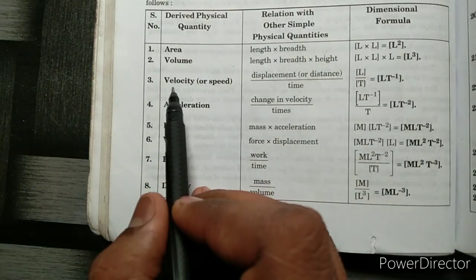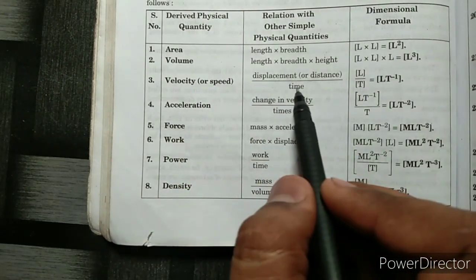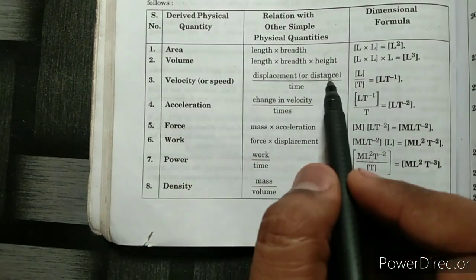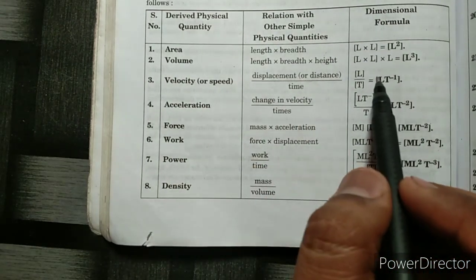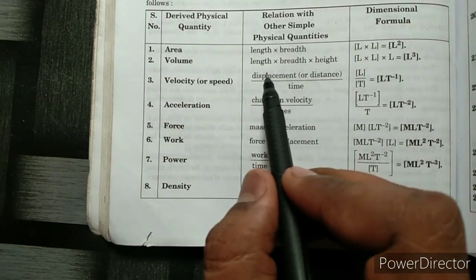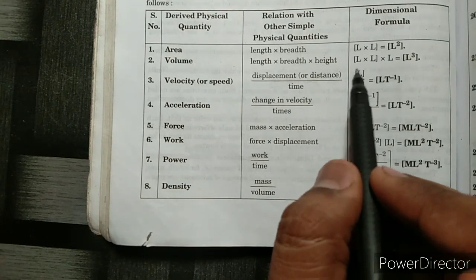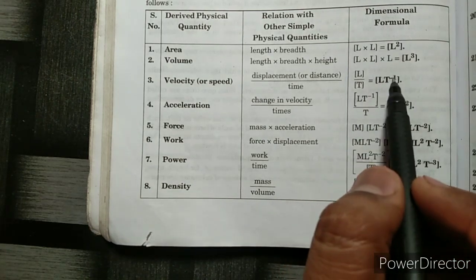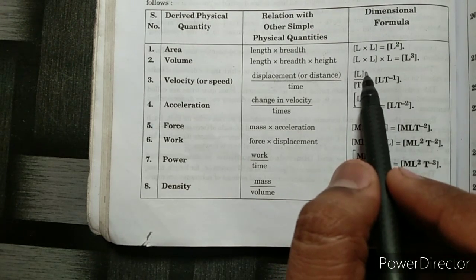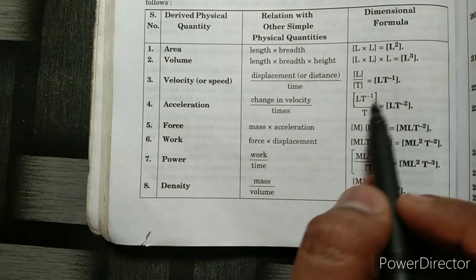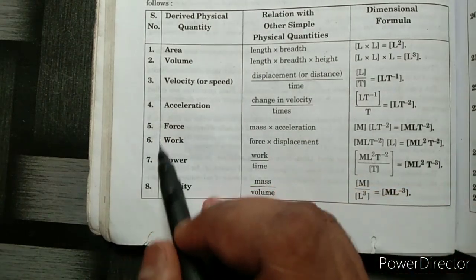Now the third one is velocity or speed. The formula of velocity is displacement upon time, and the formula of speed is distance upon time. But distance and displacement both represent length. So the dimensional formula for displacement or distance is L and for time is T. So the dimensional formula is LT minus 1, because T is in the denominator, and when we take it up, the power becomes minus 1. Acceleration and force were already discussed.